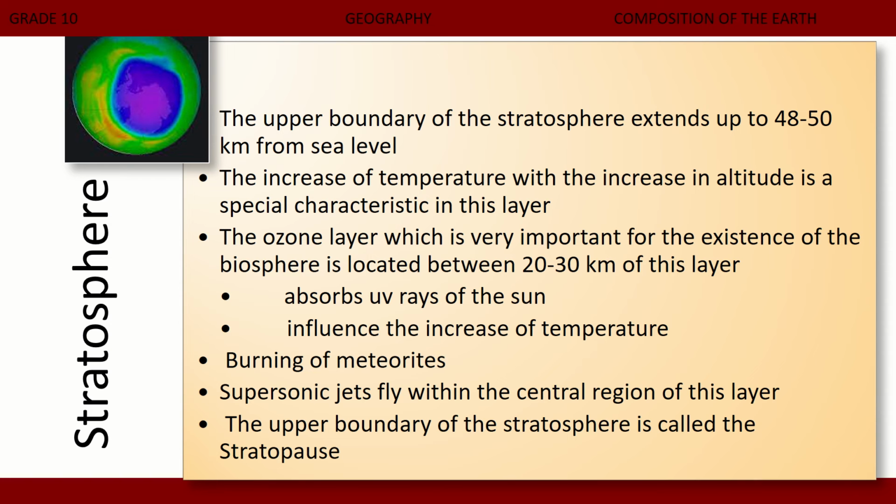The specific feature of the ozone layer is the absorption of the ultraviolet rays of the sun that are harmful to living beings. The location of the ozone layer influences the increase of temperature in this zone also. Most of the meteorites that fall towards the earth from space burn up and get destroyed within the stratosphere. The upper boundary of the stratosphere is called stratopause.